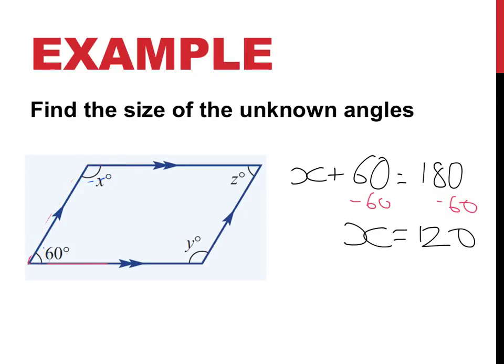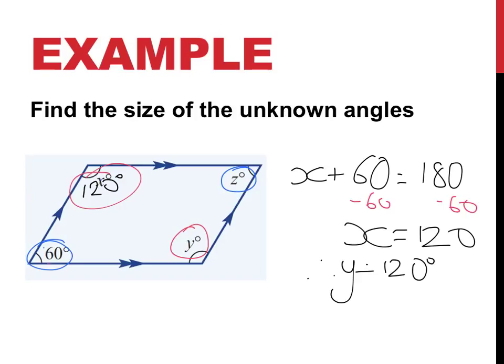Okay, and there's a cool thing about parallelograms, and it only works in parallelograms. What actually happens is that opposite angles are equal in a parallelogram. So if that's 120 degrees, Y is going to be 120 degrees. If X is 60 degrees, its opposite is going to be 60 degrees. So X equals 120, therefore Y equals 120. That's 60 degrees, therefore Z equals 60 degrees as well, because opposite angles in a parallelogram are equal. Only in a parallelogram.